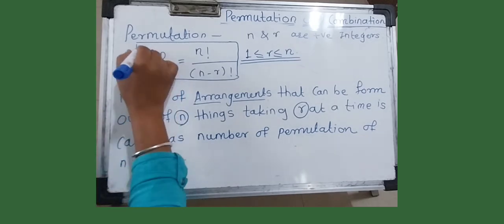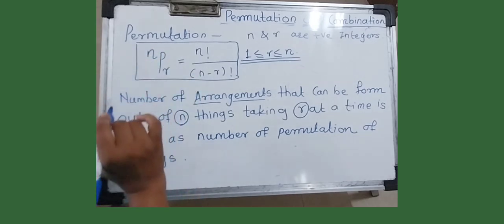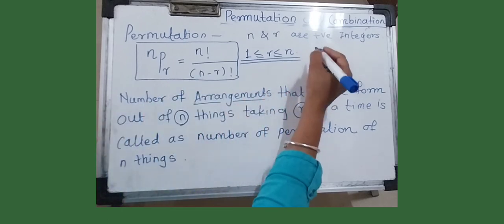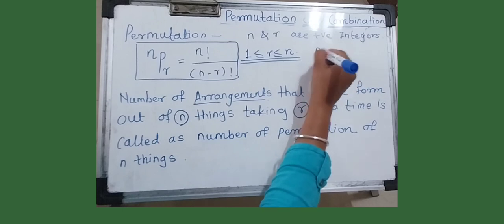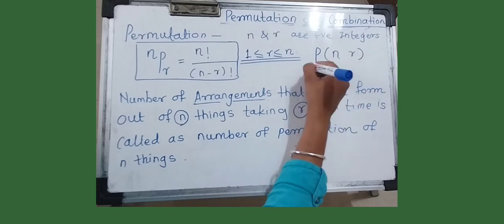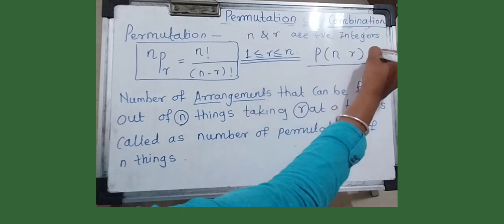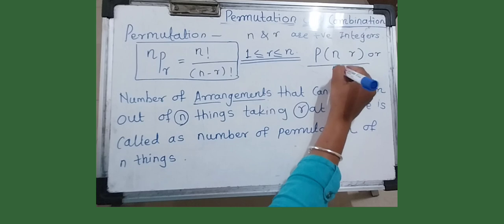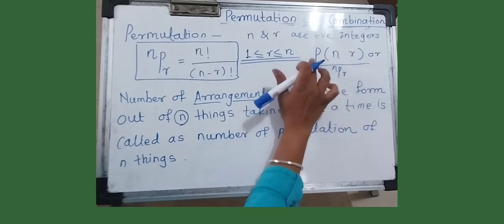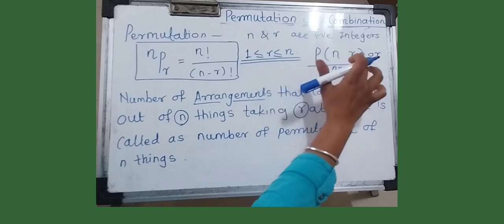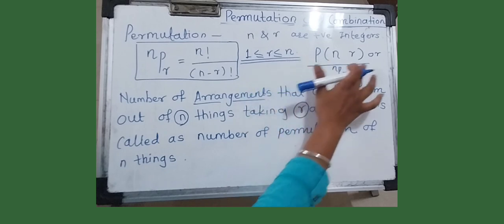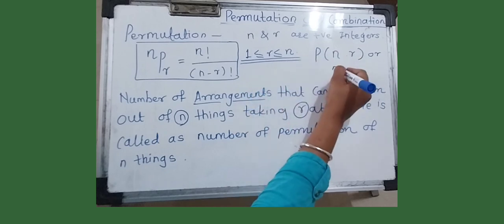Okay, this is the notation nPr, permutation. Sometimes in a question paper they use this type of notation, P(n,r). This is also permutation, or nPr. So nPr is the permutation of n objects taken r at a time. These two are the same notation.